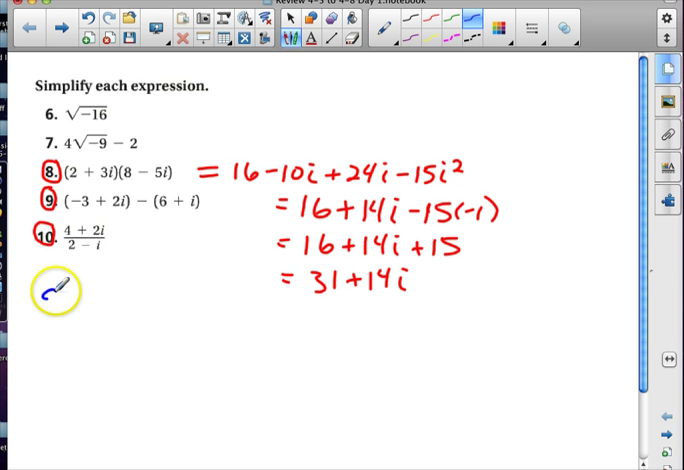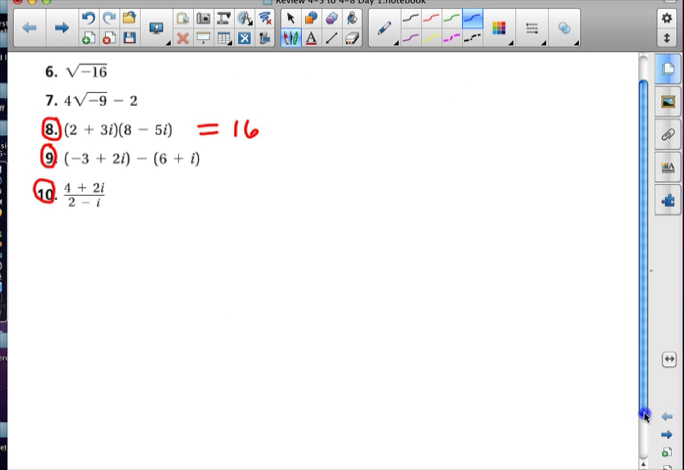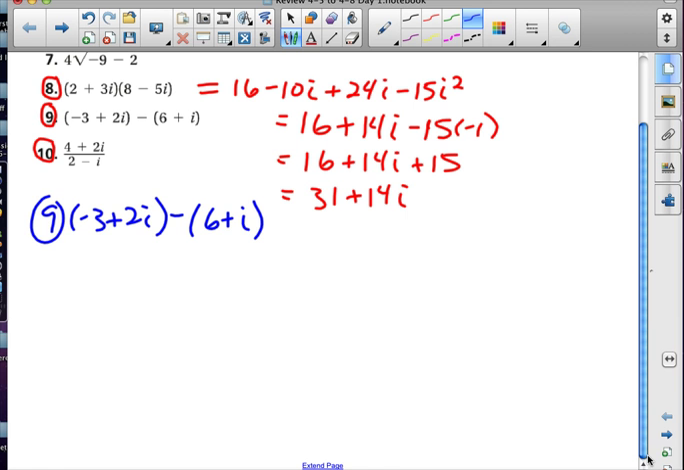Then in number 9, I want you to try to avoid that most common mistake made in mathematics. You look between these two complex numbers and you see that this is subtraction. So go ahead and drop the parentheses from the first set, the first complex number that you see there, and then just distribute that negative through the second set of parentheses. Then you can combine like terms.